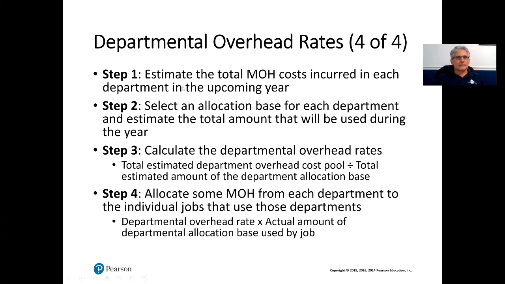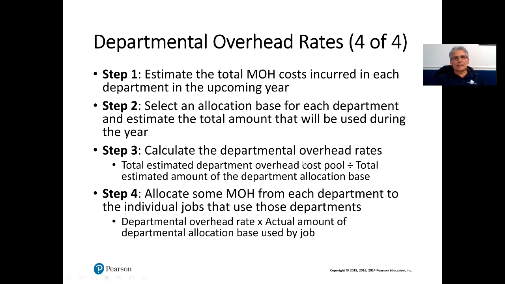So step 1, let's estimate the total MOH costs incurred in each department in the upcoming year. Step 2, select an allocation base for each department and estimate the total amount that will be used during the year. We could continue to use 1 allocation base, but we may decide that it's actually going to be more accurate to use different allocation bases. So we'd have to study that to see if that would make a difference.